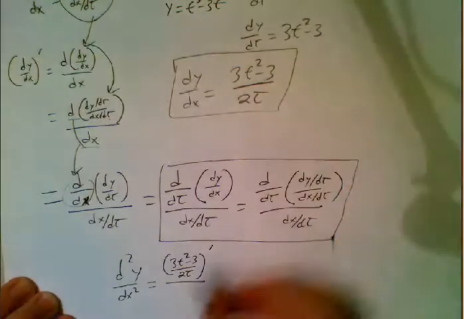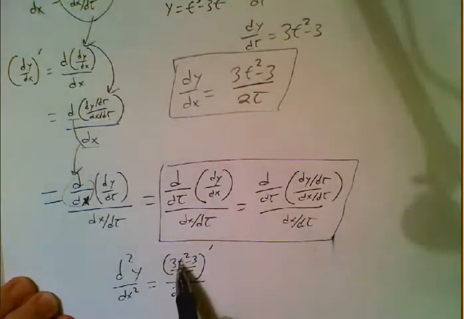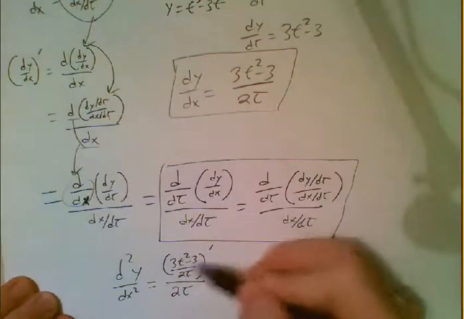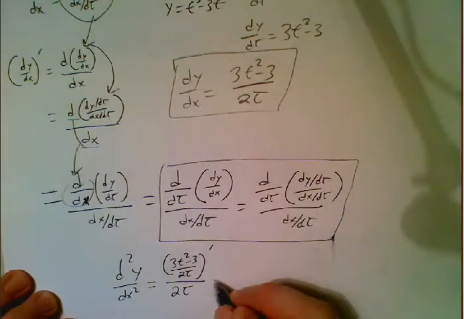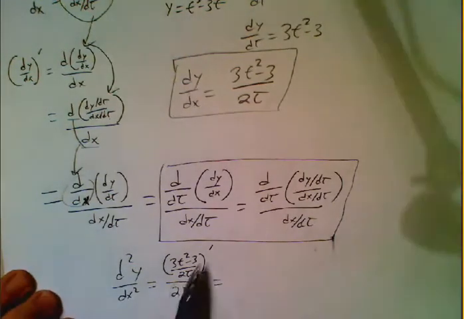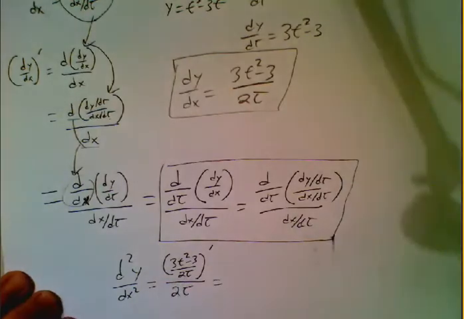Well, dx/dt is just 2t. So now here I've got to take a derivative. I could do a quotient rule, or I could split this up, whatever's easier. But I am going to need to take that derivative. So I think most people would look at this and say, oh, I should do a quotient rule. So I'm going to actually do a quotient rule and go from there.